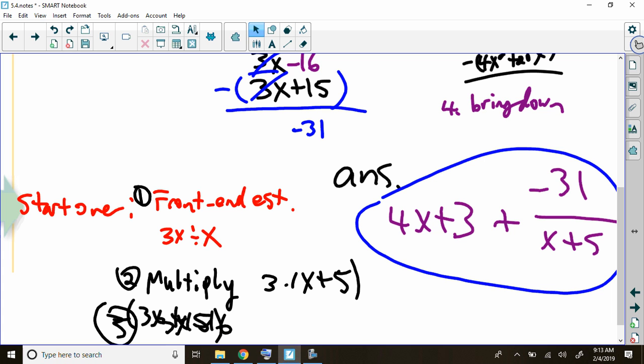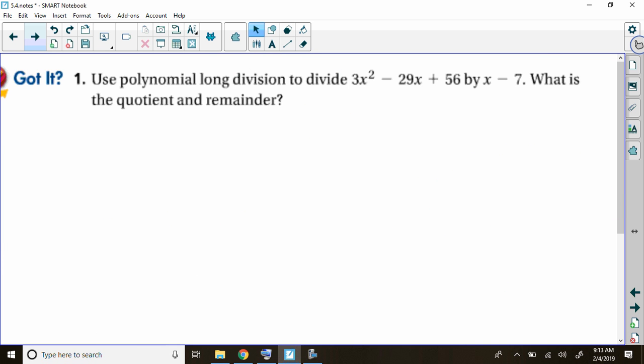What do we think of that first example? Yes, no? Makes sense? A little bit? We're going to try some more. Let's try another one.